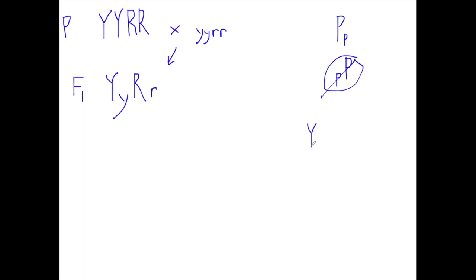I did not write big Y, big R, little y, little r. Again, you do not write it like that. When there's a dominant, a capital letter, you always put the capital letter first within a gene, but you keep the genes together. So first you put the Y's together, and within the Y's the dominant one goes first, and then you put the R's together, and within the R's the dominant one goes first. That's how you write genetics nomenclature.